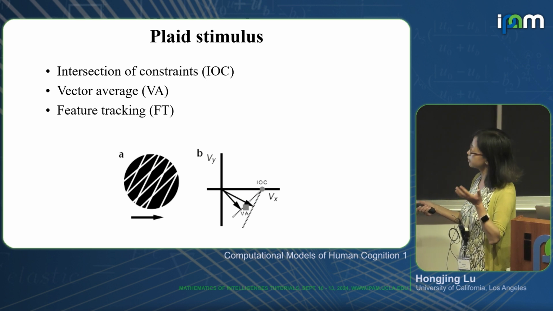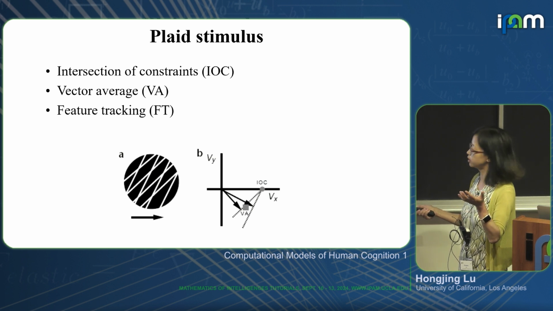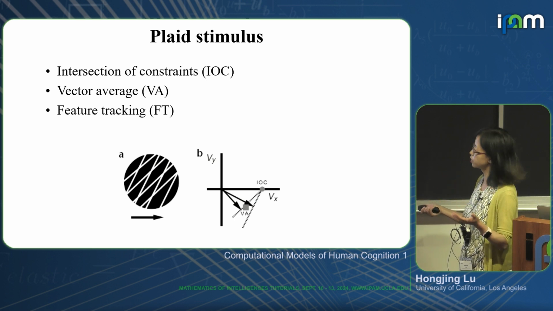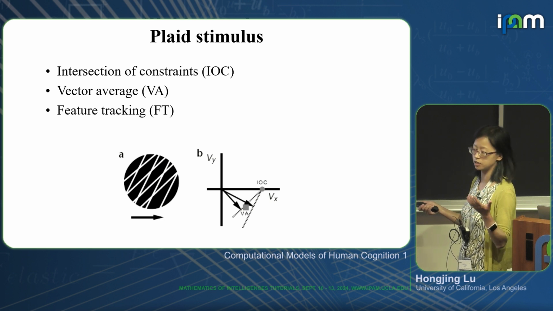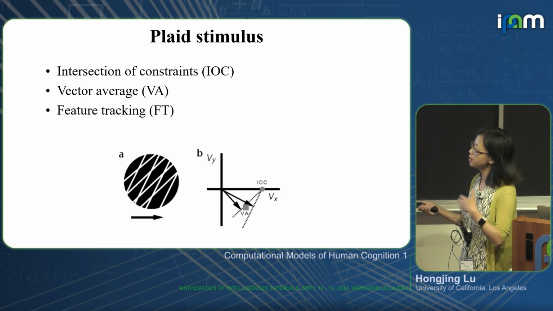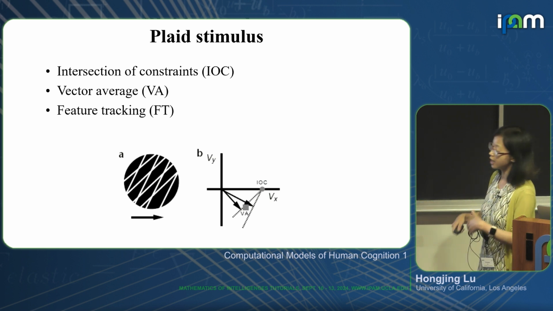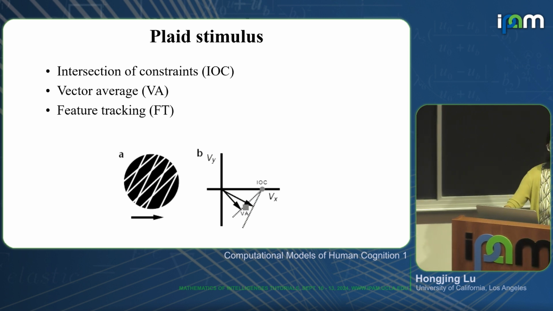Or I can take the movement of each of these lines and do a vector averaging. Then I predict that people's perception will be of movement downward at 45 degrees. Or I can do feature tracking, which is usually used in computer vision. This intersect point is interesting because it's easier to solve the correspondence problem. I just track these features. And that makes a difference in the prediction.